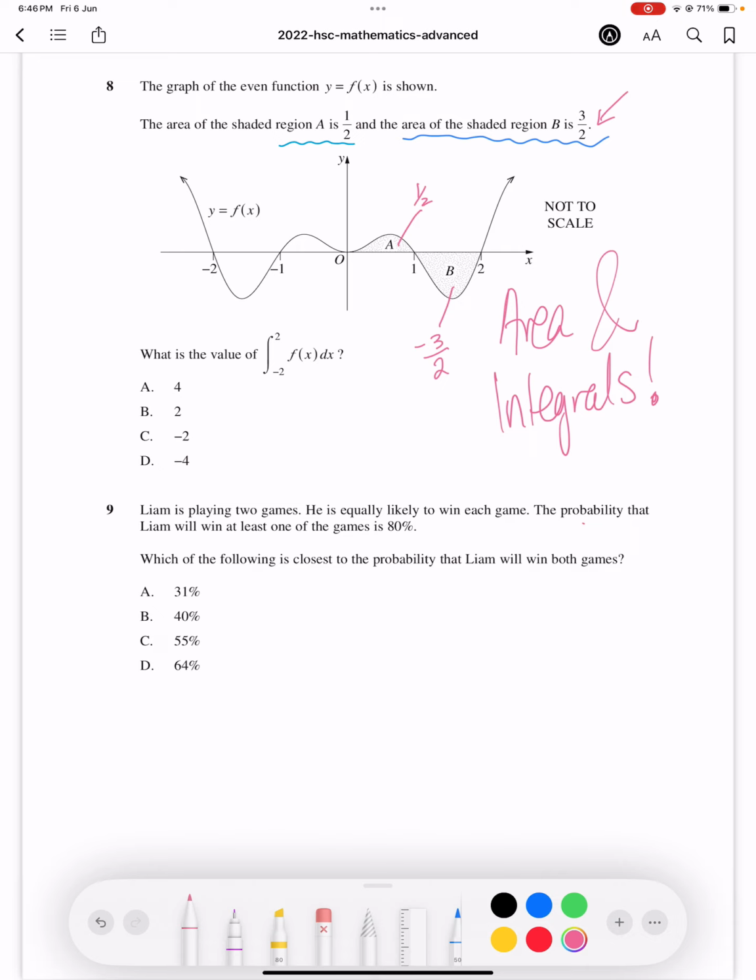So now on to our actual question, which asks us what the value of the integral between -2 and +2 is. Since this function is symmetrical about the y-axis, we can conclude that this section here will also have an integral value of 1/2, just like region A. And this section here will have an integral value of -3/2, just like that of B.